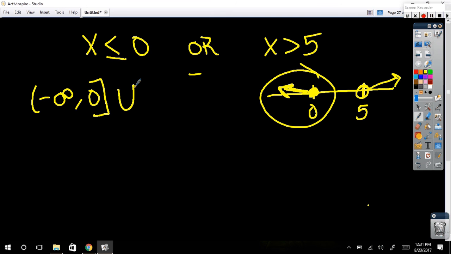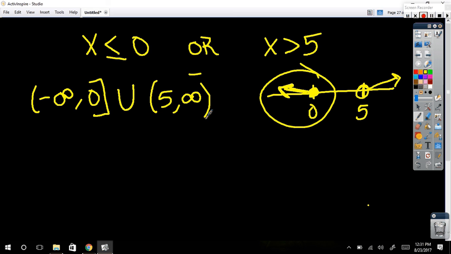And now I need to pick back up with what? The other one. So what does that start with? 5. Parenthesis, you're right. 5, comma, infinity. Parenthesis always on the infinity. So the only ones that get the bracket are the included ones. Does that make sense to everybody? Think you can do that?